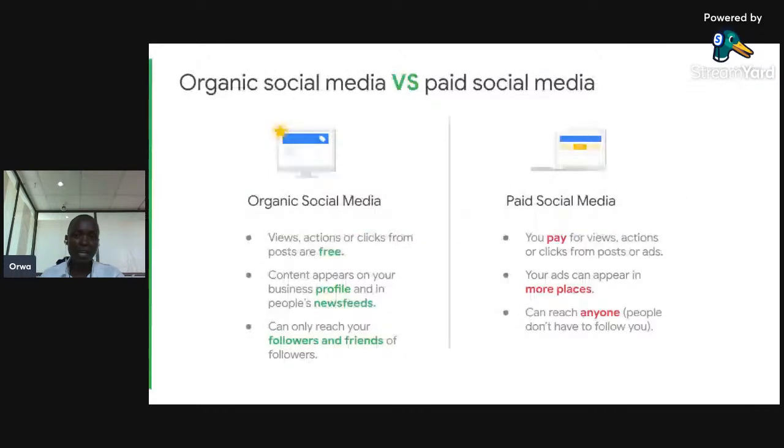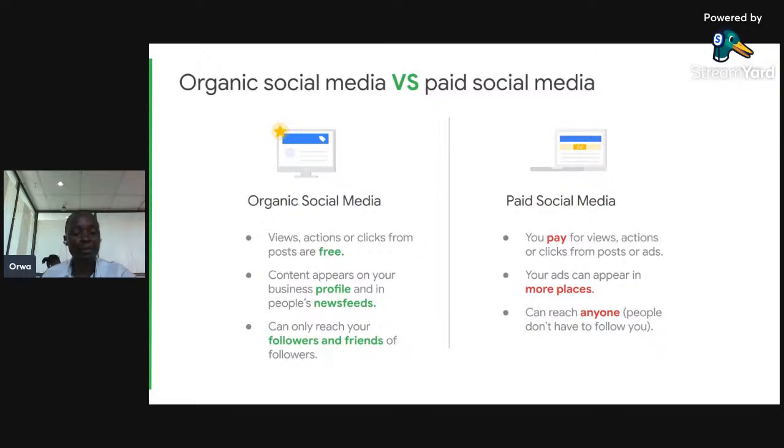So there we are. In social media, you could use two angles of advertising. The first one is organic social media. With organic social media, views, actions, clicks, posts are free. Content appears on your business profile and in people's news feeds. And again, that particular content can only reach your followers and friends of your followers.